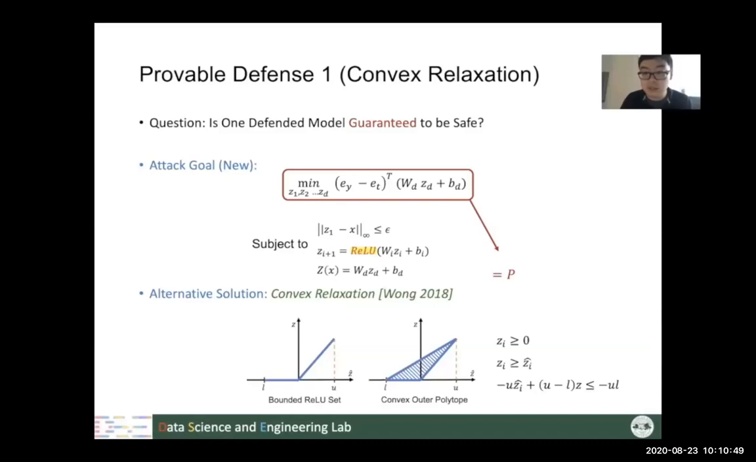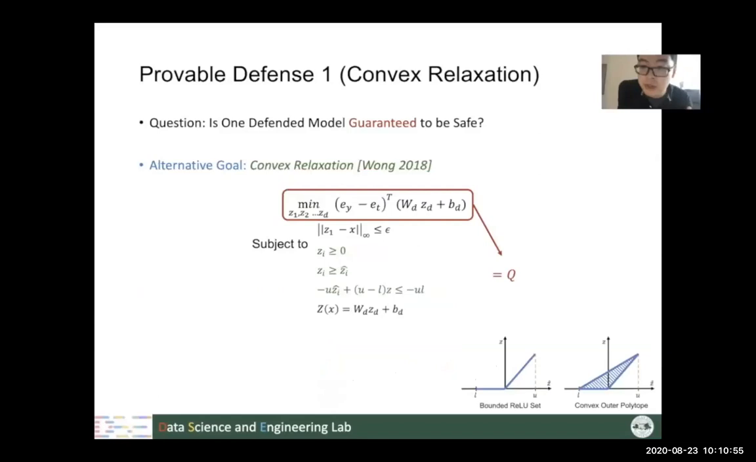So if we just replace those ReLU activations with these alternative bounds in our optimization problem, we can transfer the original problem into a linear programming problem, which we can use our existing tools to solve. And in this relaxation process, we can see that we just enlarge the searching region of this optimization problem. So our final optimized value Q should be smaller than the original solution P.